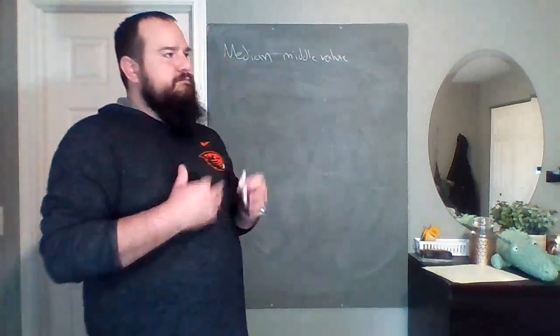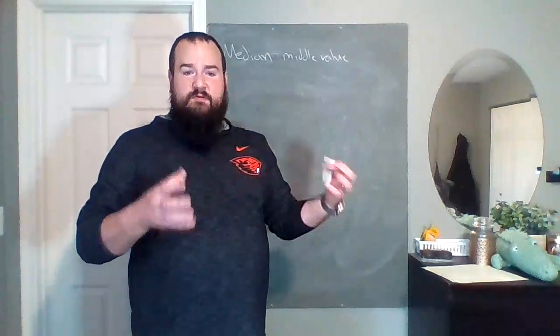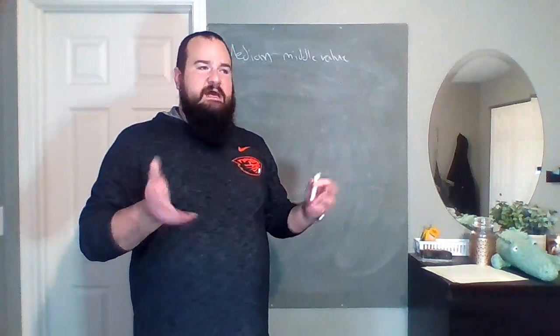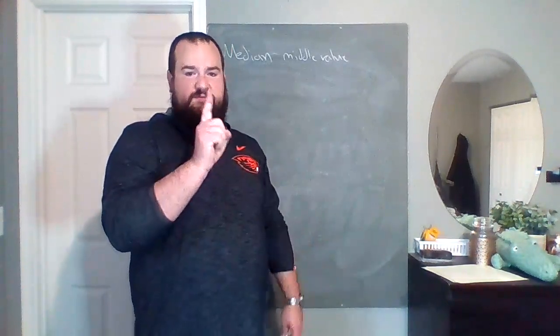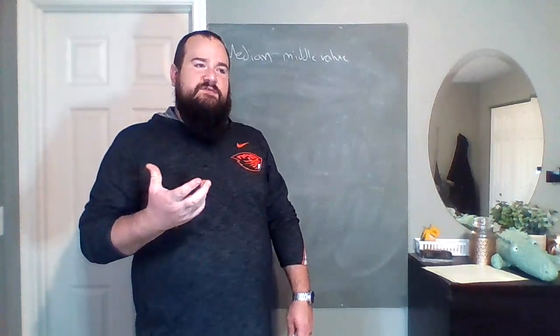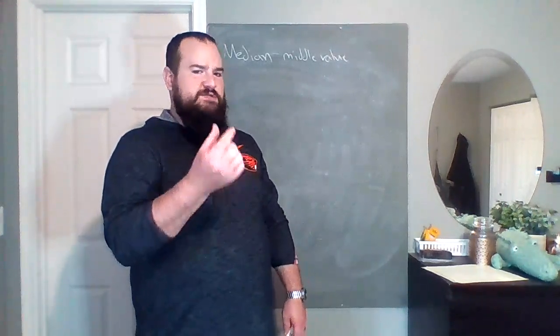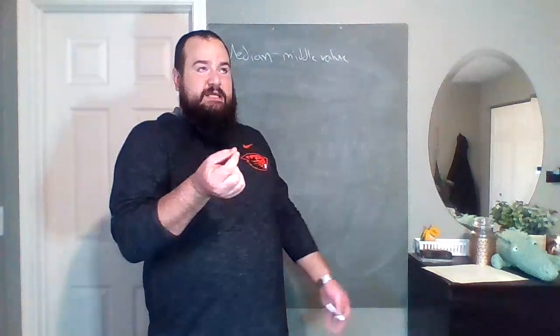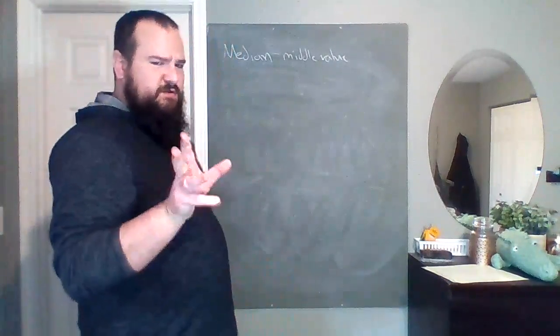Now, depending on whether our data set has an even or odd number of values: if it has an odd number of values, we'll have a single median, one number that is our median. If there's an even number of values, we're going to have two, and what we do then is average those out. We find the mean of those two numbers. So let's look at a quick example.